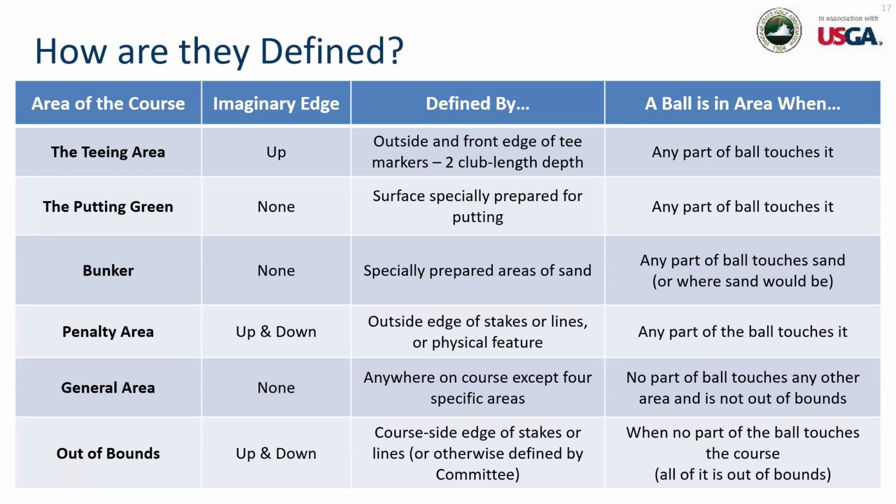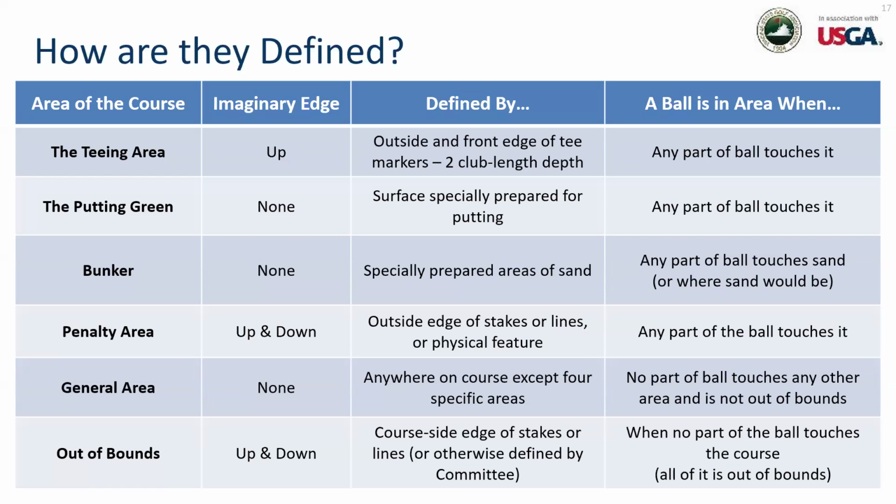Next is the general area. The general area is one of the hardest areas to define because it is everywhere another defined area of the course is not. A ball is in a general area when no part of the ball touches another area of the course and is still in bounds.